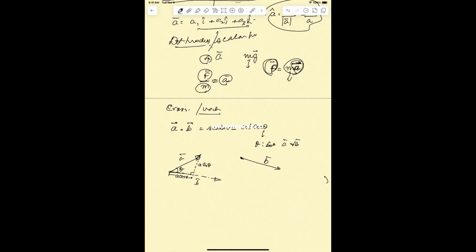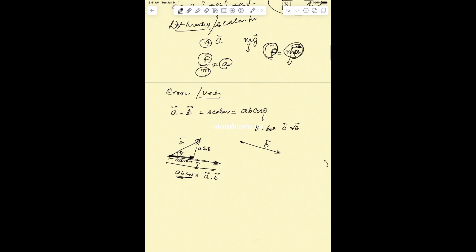Therefore, a cos theta into b. This length into this whole length is called a cos theta into b, and can be written as ab cos theta. This particular product of this a cos theta length into b is what is defined as a dot product. Again I am telling you, when you multiply two vectors by means of the dot product, it becomes a scalar as a result. That does not have any direction. You get only a value, which is ab cos theta.